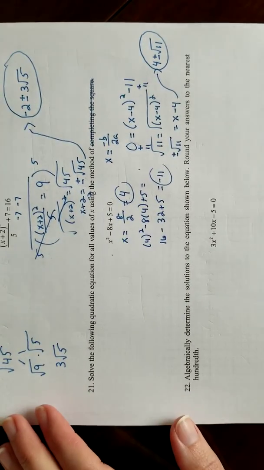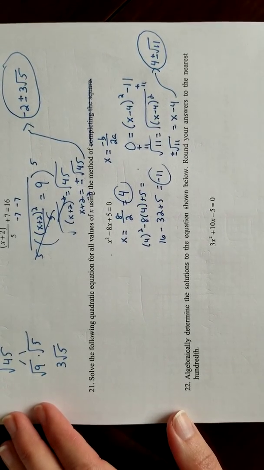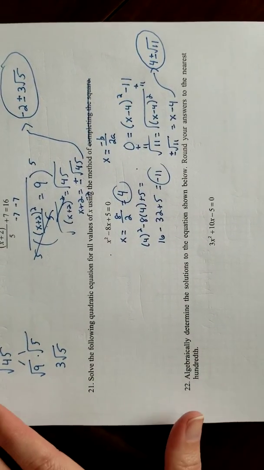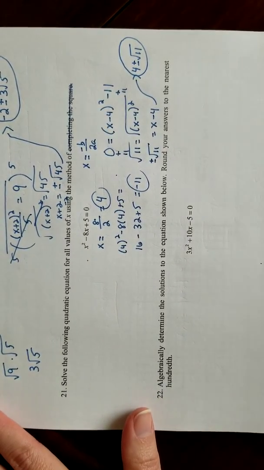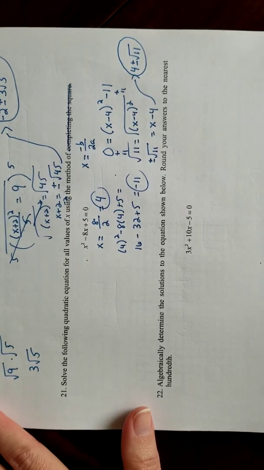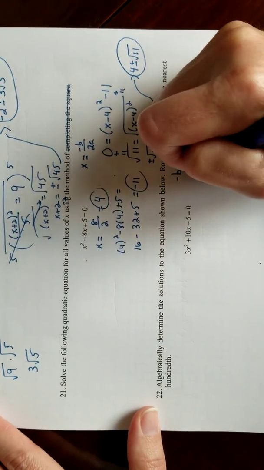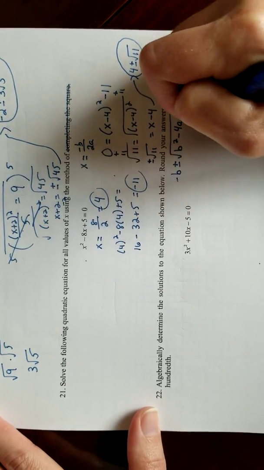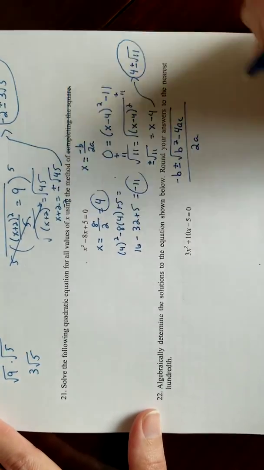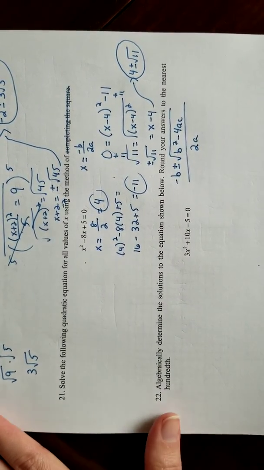22. Algebraically determine the solutions to the equation below, rounding the answer to the nearest hundredth. All right, so we're rounding on this one. It doesn't tell me which method to solve for. Let's try using the quadratic formula. Negative b plus or minus the square root of b squared minus 4ac all over 2a. Remember, there's some lovely songs out there that can help you memorize this.